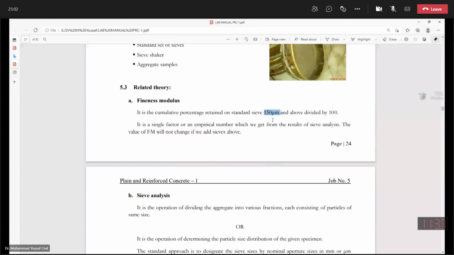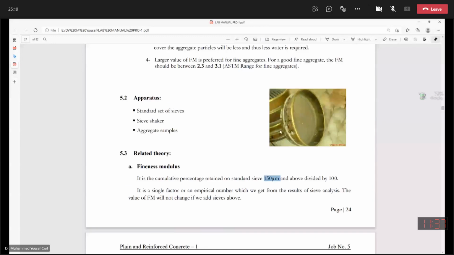So what does it mean? If this is sieve number 100, then there will be sieve 80, 50 or 60, and so on, you will be arranging them in ascending order. ये जो है, ये size के लिहाज से, so it will be sieve number 100. Below that, there will be the pan, and we will be moving up till sieve number 4 or above.